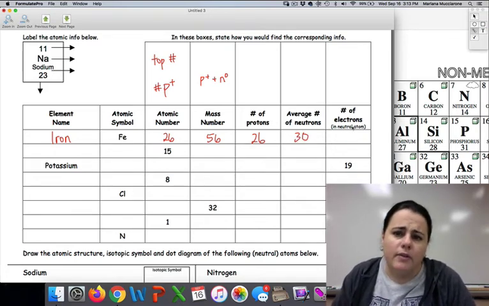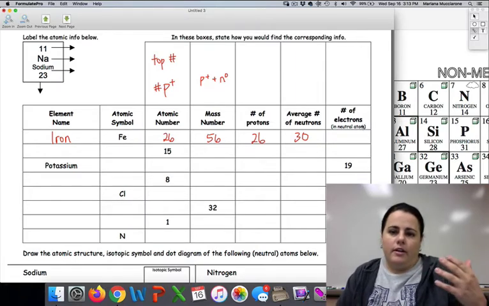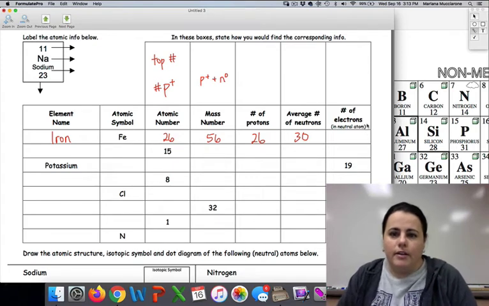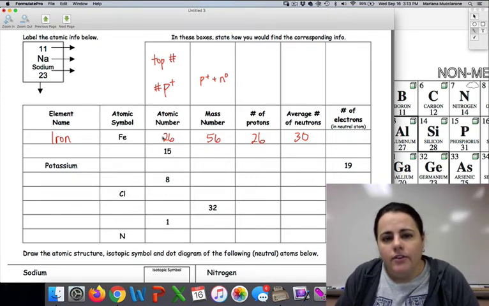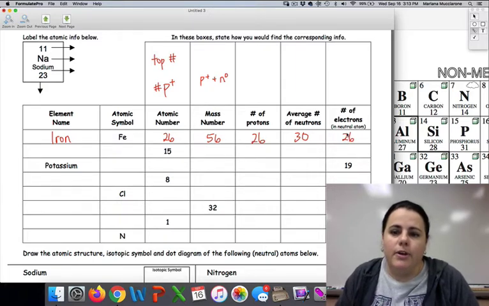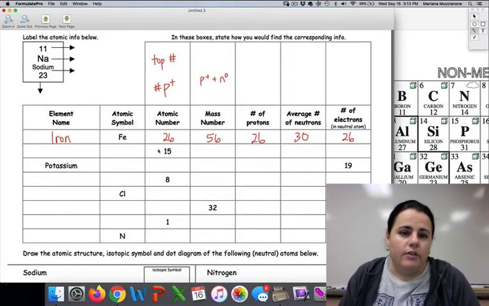And finally, the number of electrons. So in a neutral atom, that's important. Everything on the periodic table is neutral, and what that means is it always has the same number of positive particles and negative for every element. So if I have 26 positive protons, I must have 26 negative electrons, because neutral means that they cancel each other out. Now sometimes I don't give you the symbol, I give you different information.